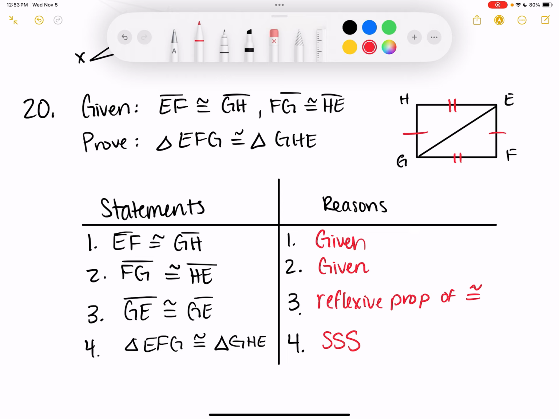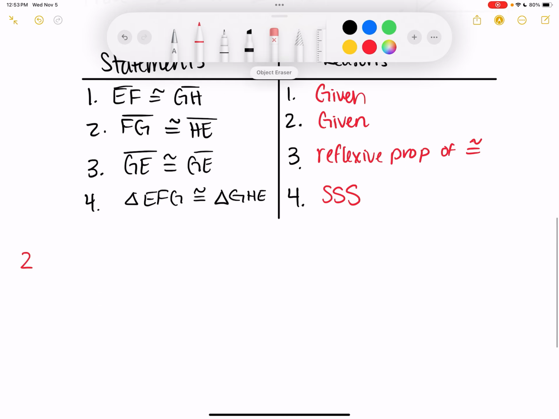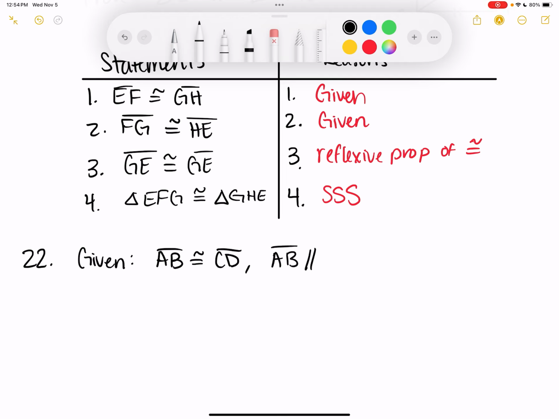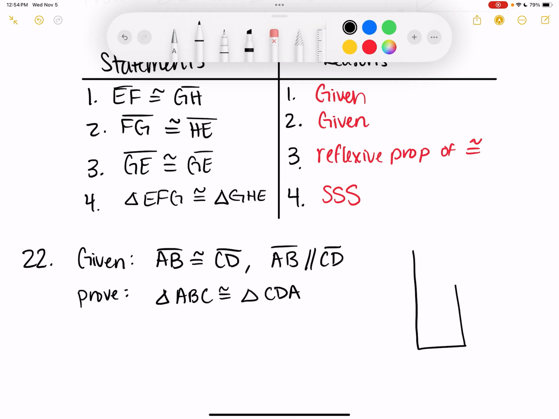All right, the next one, they just give us the information, they don't set it up for us or anything. 22. So we've got AB is congruent to CD, and AB is parallel to CD. And they want us to prove that triangle ABC is congruent to triangle CDA. And then we have a picture over here.